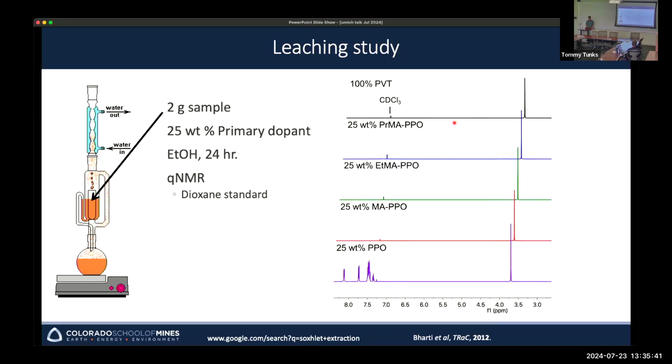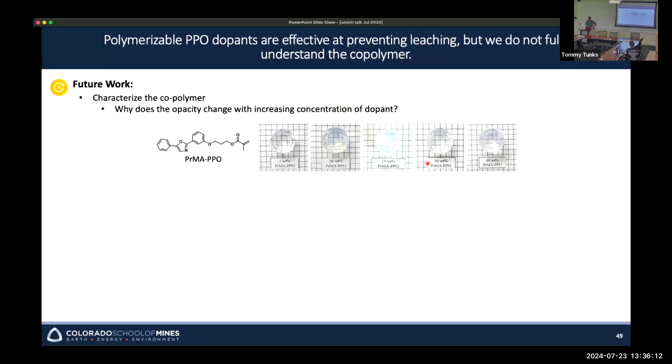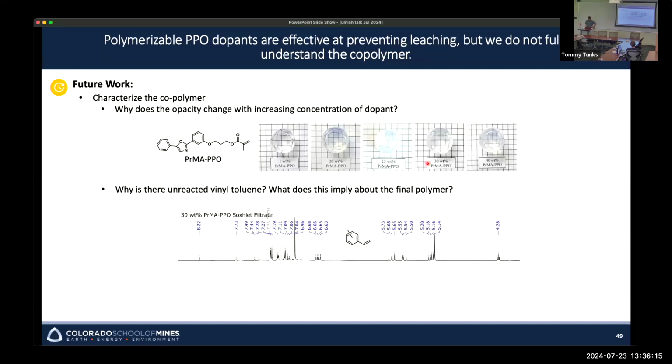And so here is our 25% of our propyl methacrylate PPO. So basically nothing came out. Same with the ethyl, same with the system that was not soluble. But when we just have physically blended PPO, you can see that PPO is coming out. So our systems, they don't come out, so it must be chemically linked in and not diffusing out and not leaching out. So that's a good sign. So basically, this again was a successful result.